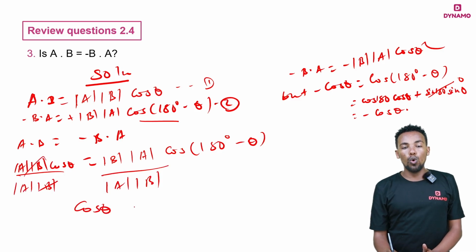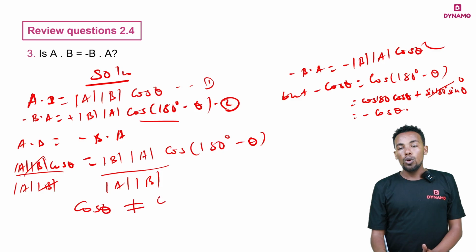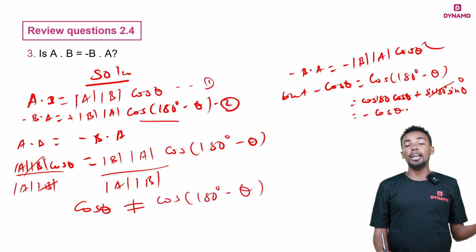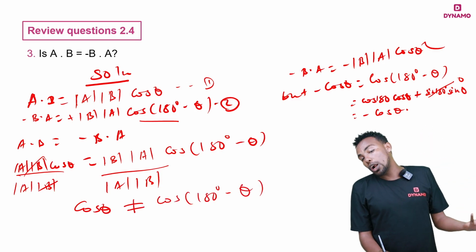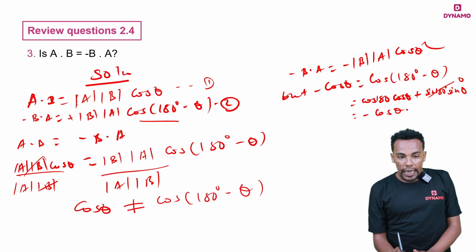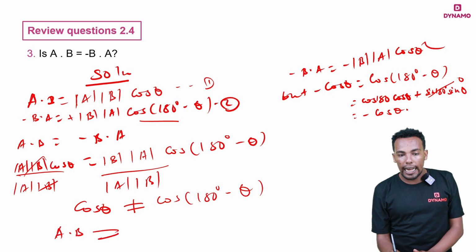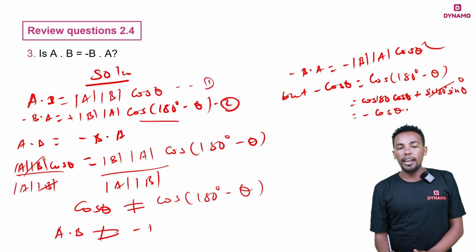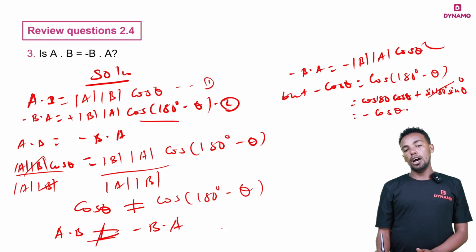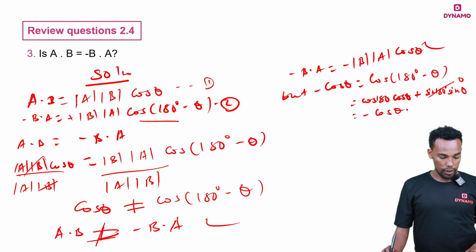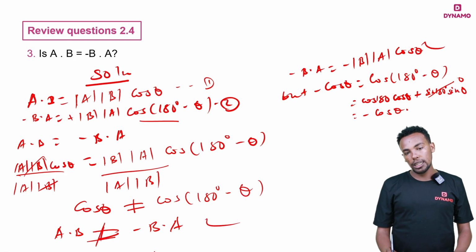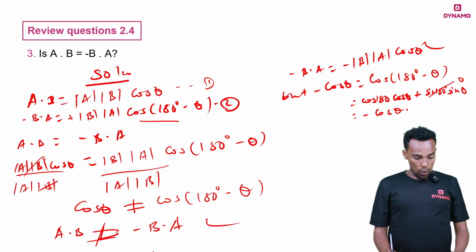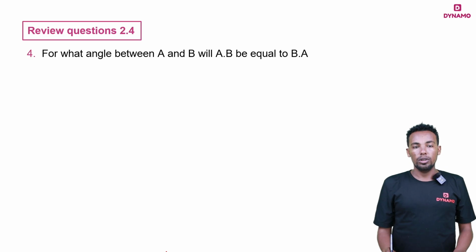Cos theta ta'a. Cos theta is not equals to is what? Cos of what? 180 minus what? Theta. Maaliif cos theta minus cos theta? Cos theta is not equal to minus cos theta. Therefore what? A dot B is what? Not equals to is what? Minus B dot A. Wal qixxamini jechuudha. Not equal. Kanaafuu equal miti jechuudha. Not equal. Sababni isaas cos theta not cos theta into 180 minus theta waan hin taaneef jechuudha.